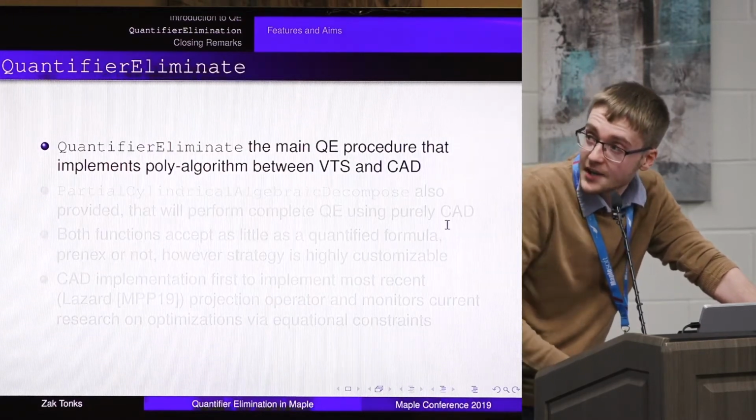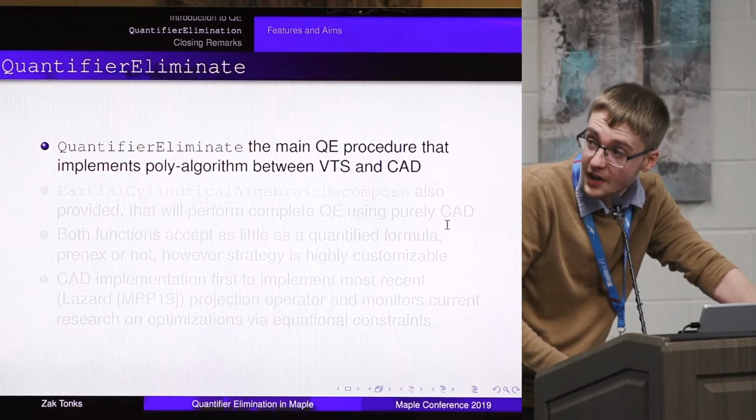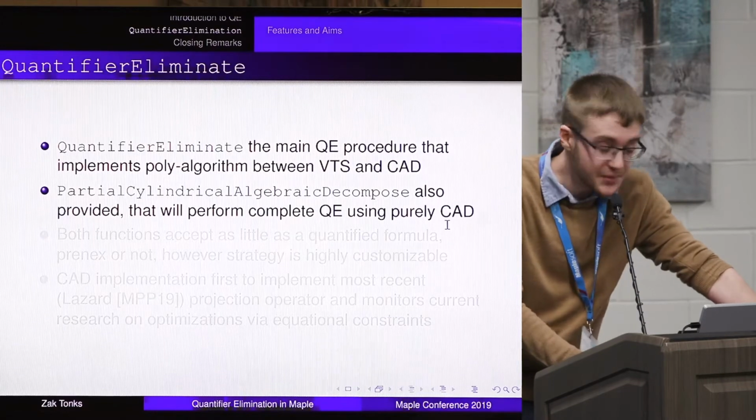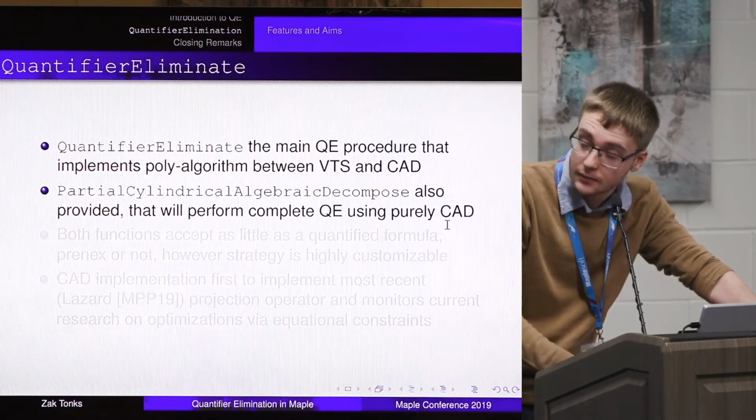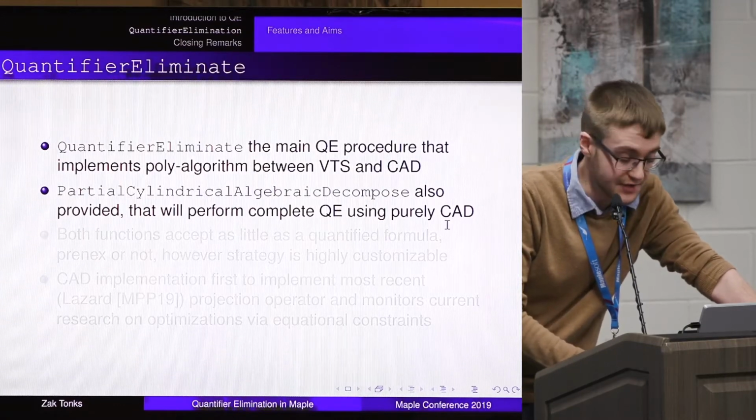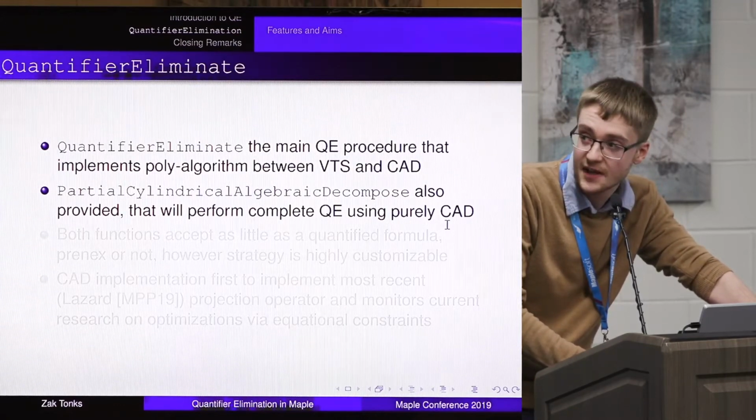So quantifier elimination is a part of quantifier elimination, which does this poly algorithm between VTS and CAD. If you really want to upset me and ignore my life's work, then you can use good old partial CAD, and that'll do the same thing. It'll do QE via just CAD instead, no VTS.